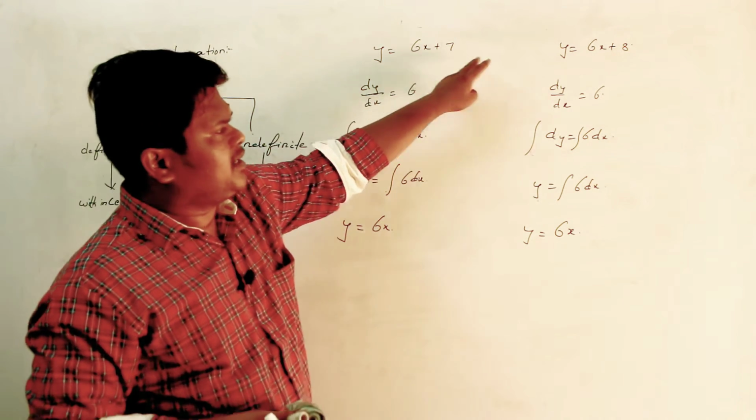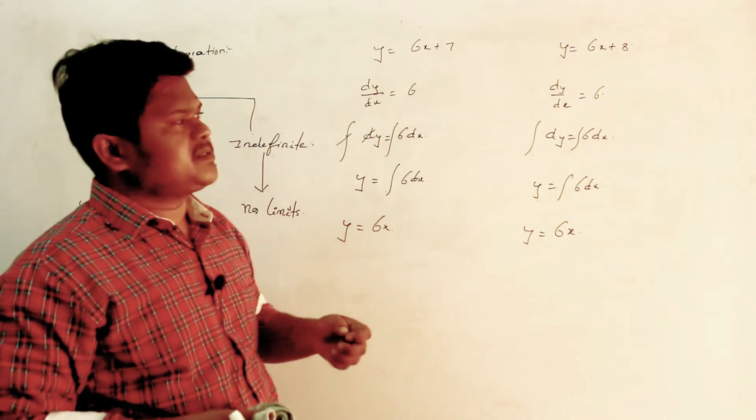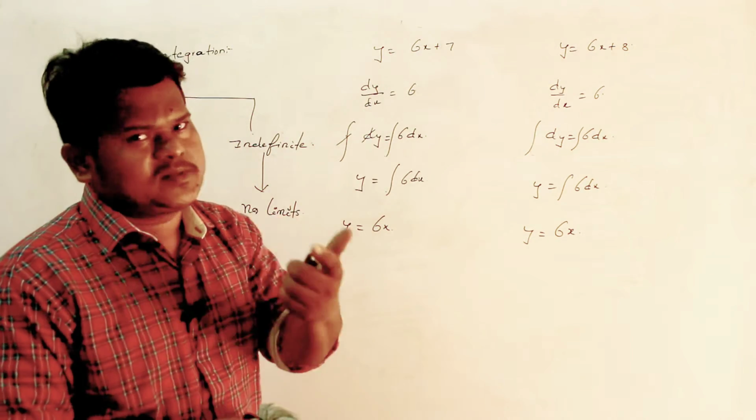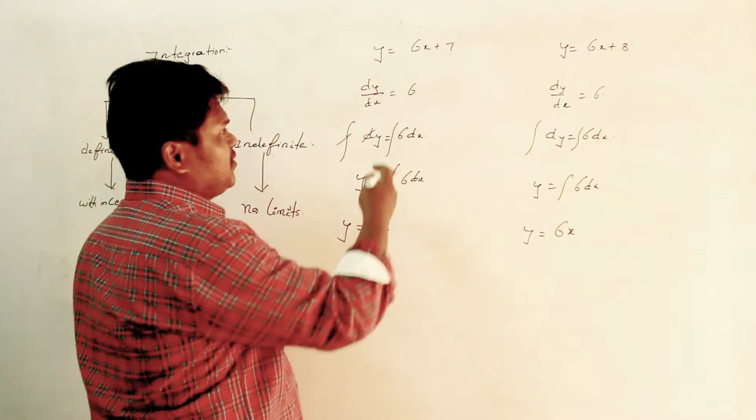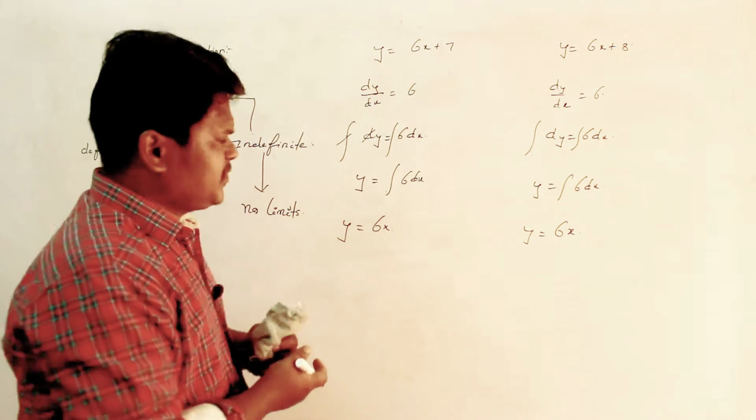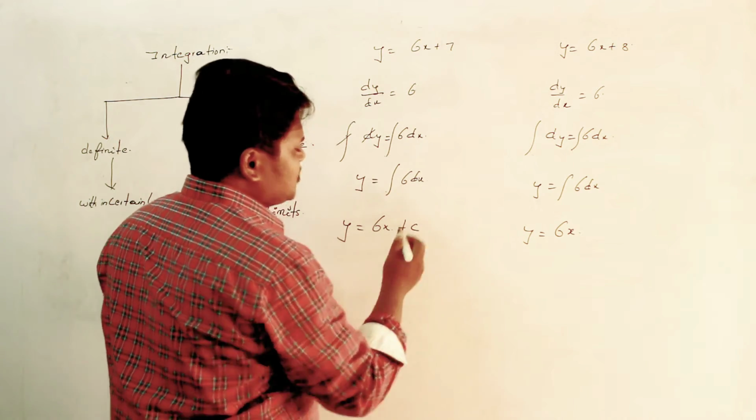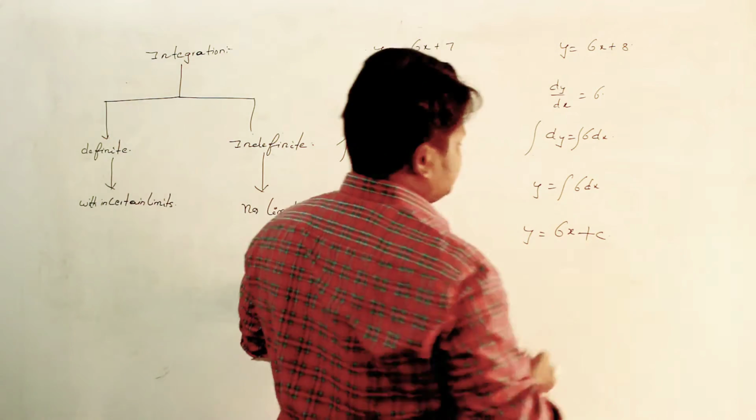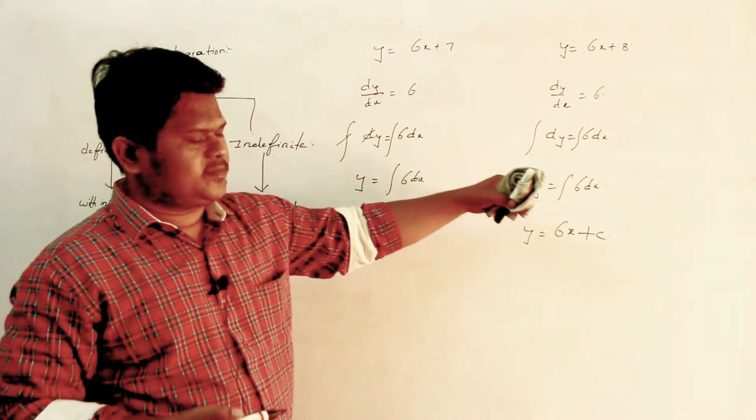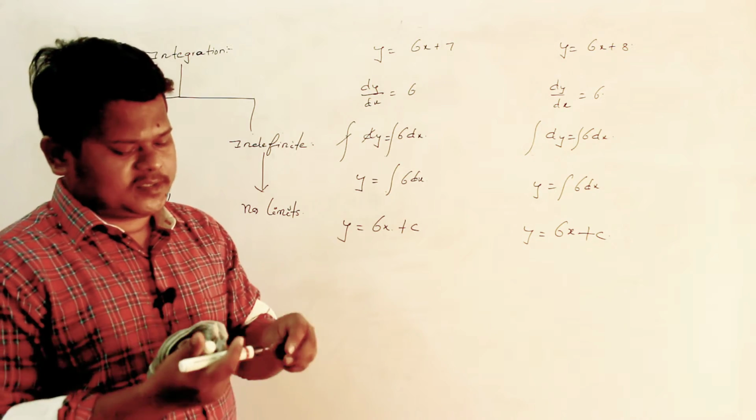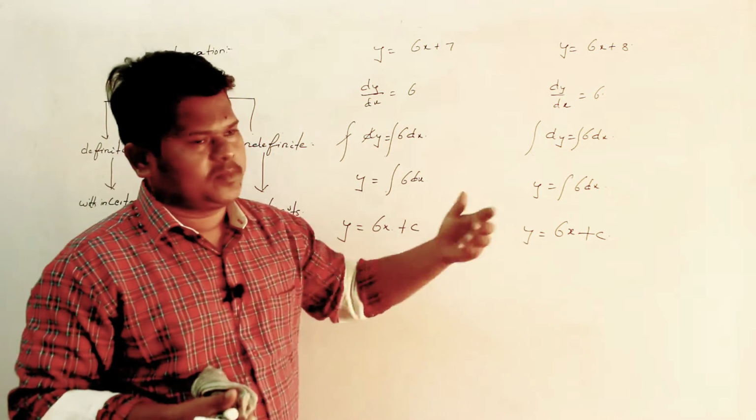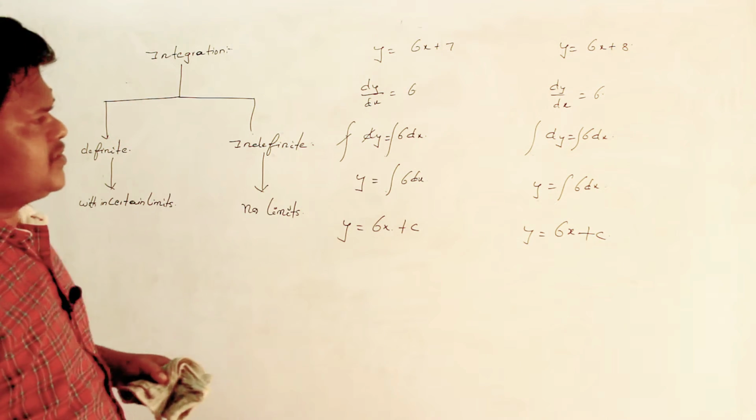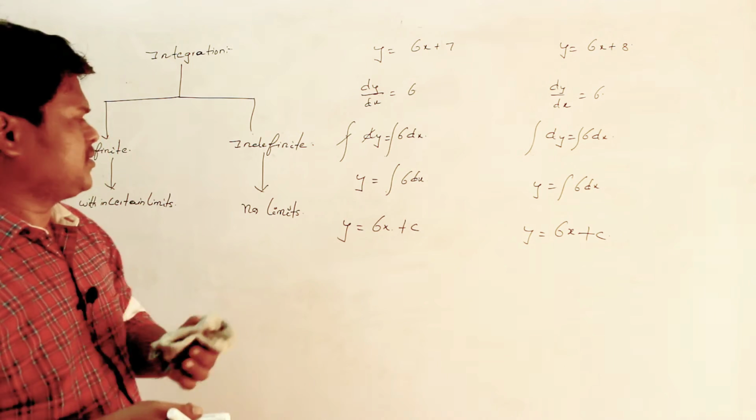But here we did not get any idea about the constants which are present. Here the constant present is 7, here the constant present is 8. So there is no idea on this constant. So therefore, always in the case of indefinite integration, we indicate that unknown constant by a term called c. So here also we write plus c. So always in the case of indefinite integration, after doing the integration, we write a constant called plus c. So from this point we go on writing the c values in all these integration concepts.